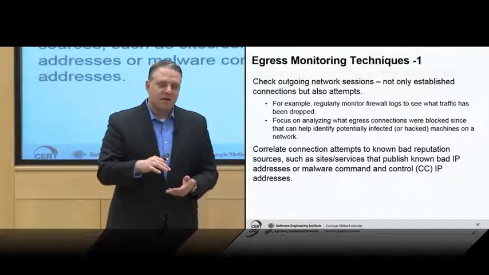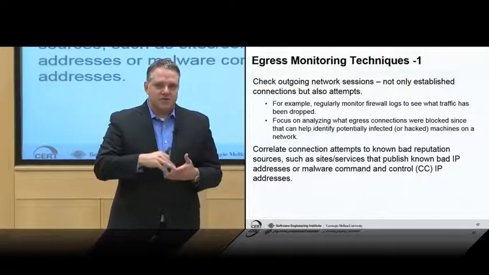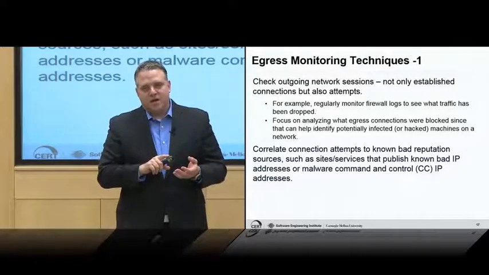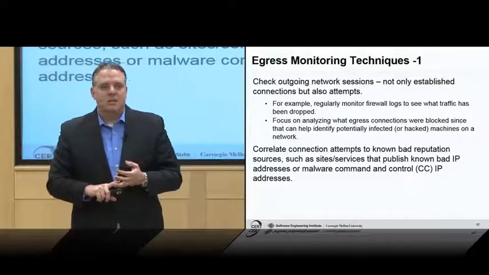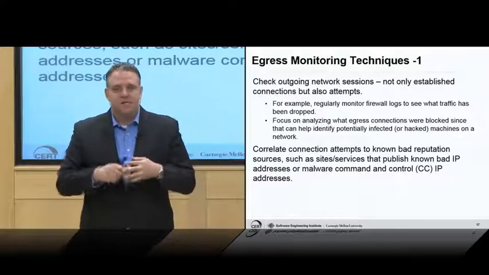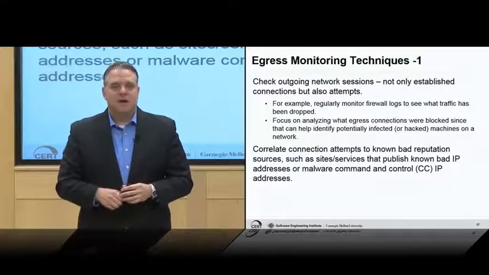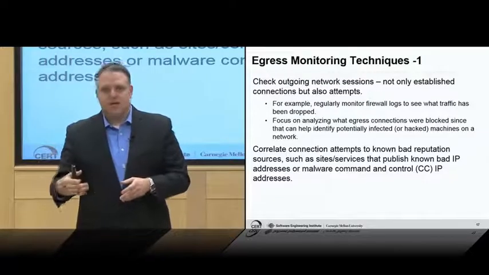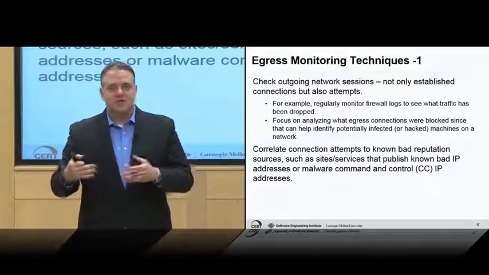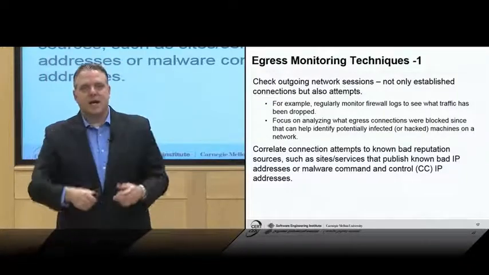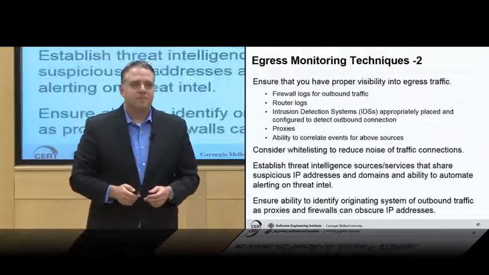And based on that, start correlating those outbound connections with known bad IP addresses, reputation lists, and look for bad IP addresses, command and control addresses, and you'll be able to either block those at your proxy, block them at your firewall. But you can't do any of that unless you're actually looking at that data outbound from your network.